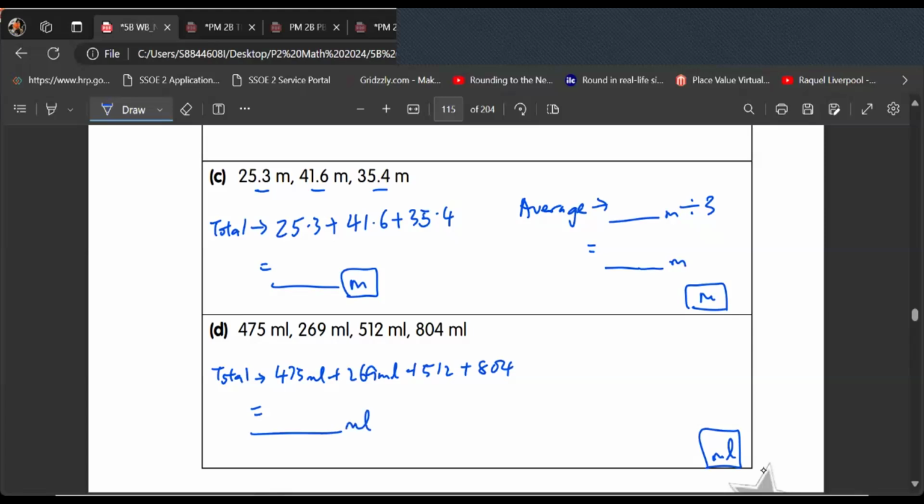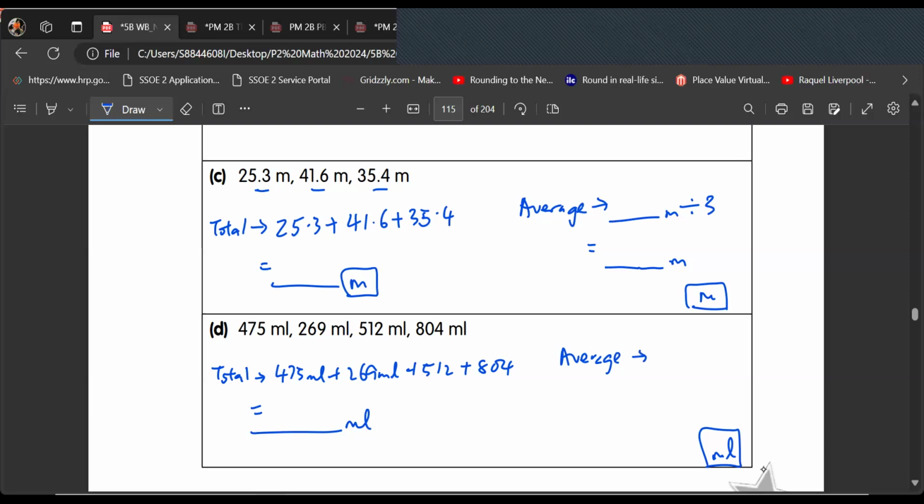So first find the total, then find the average. Use the total, divide by 1, 2, 3, 4 data. Okay, DIY. Then I move on to the next page, okay? Just to highlight, you can save some space for working. You should probably have a decimal point here.